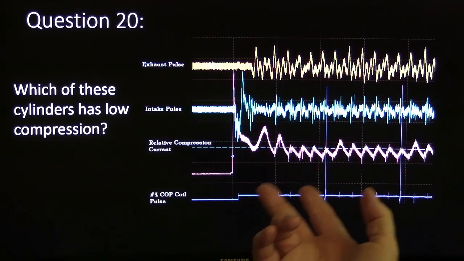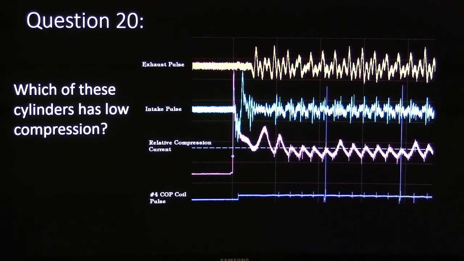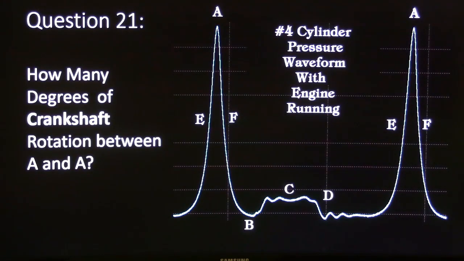Question 20. Which of these cylinders has low compression? Question 21. How many degrees of crankshaft rotation between A and A? This is a number 4 cylinder pressure waveform with the engine running.